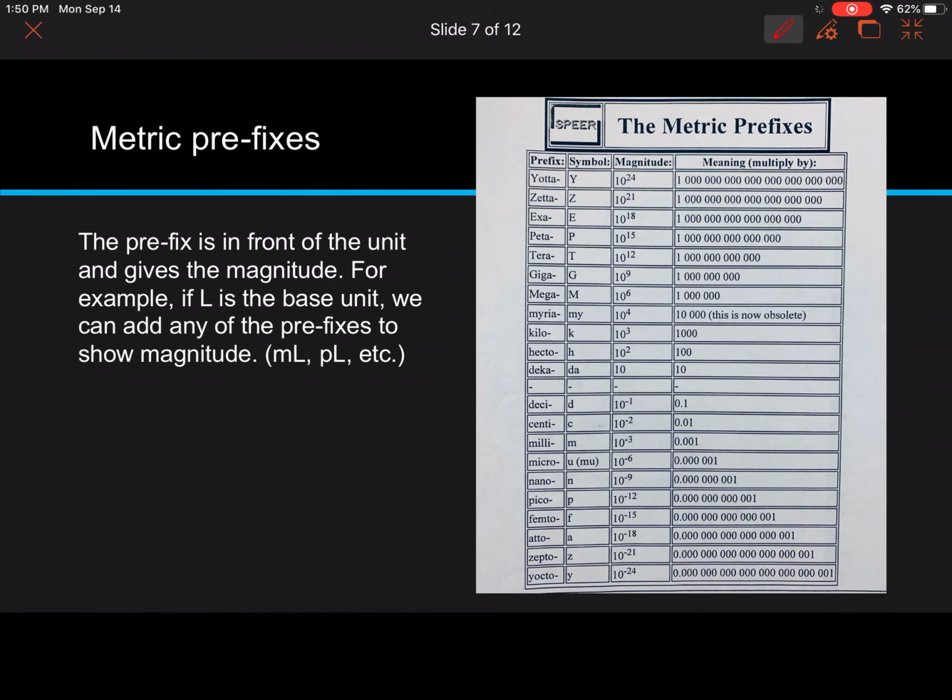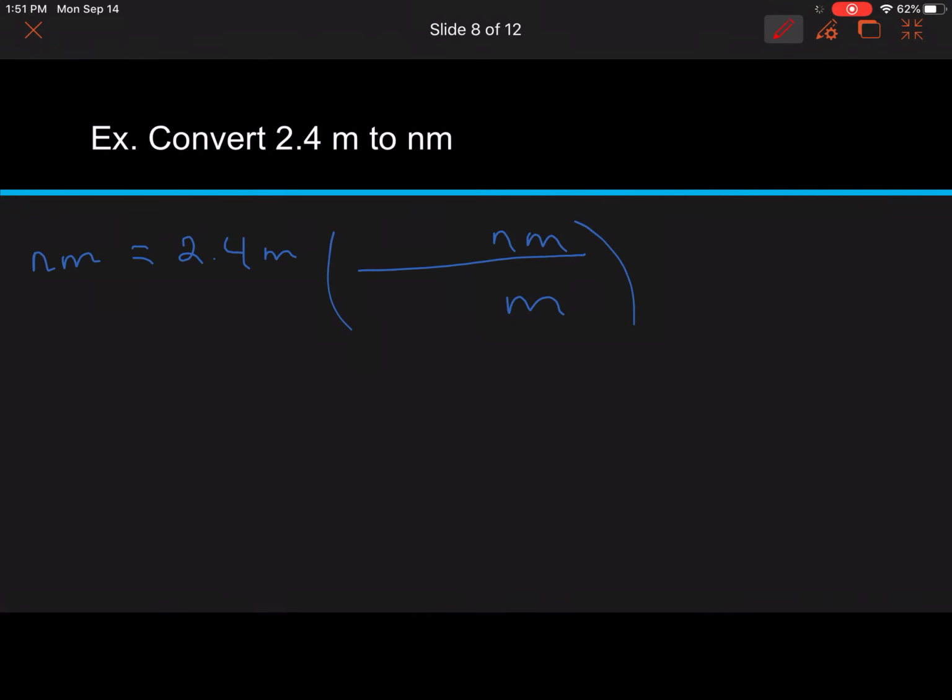nanometers is this one here, so 10 to the negative 9. What this chart is saying is that 1 nanometer is equal to 1 times 10 to the negative 9 meters. And meters would be the base unit there. Anything without a prefix is considered the base unit. So this is how this chart works. 1 nanometer is equal to 1 times 10 to the negative 9 meters.